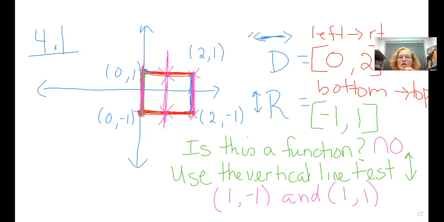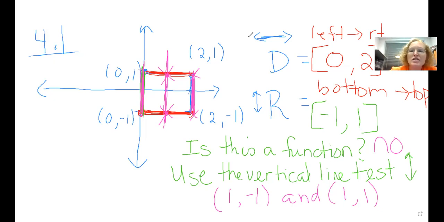So if you happen to be working on your review with a buddy of yours, and you say it's not a function and they say it's not a function, and then y'all both get different answers for the points that prove it, that's really okay. Perfectly acceptable, not a problem at all.